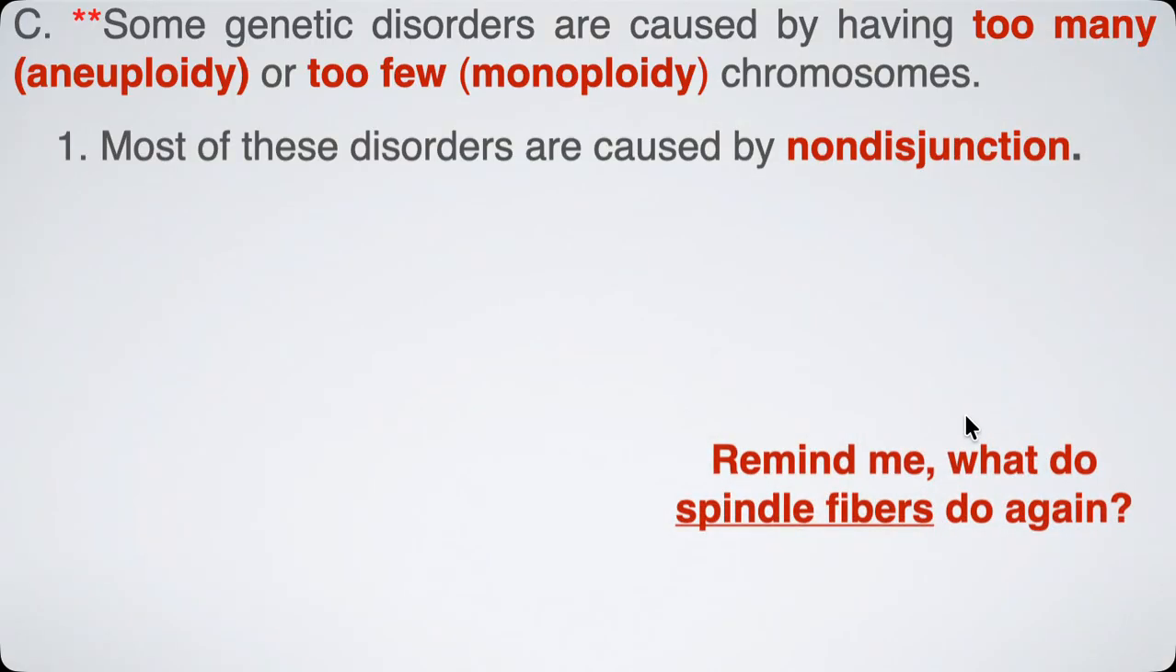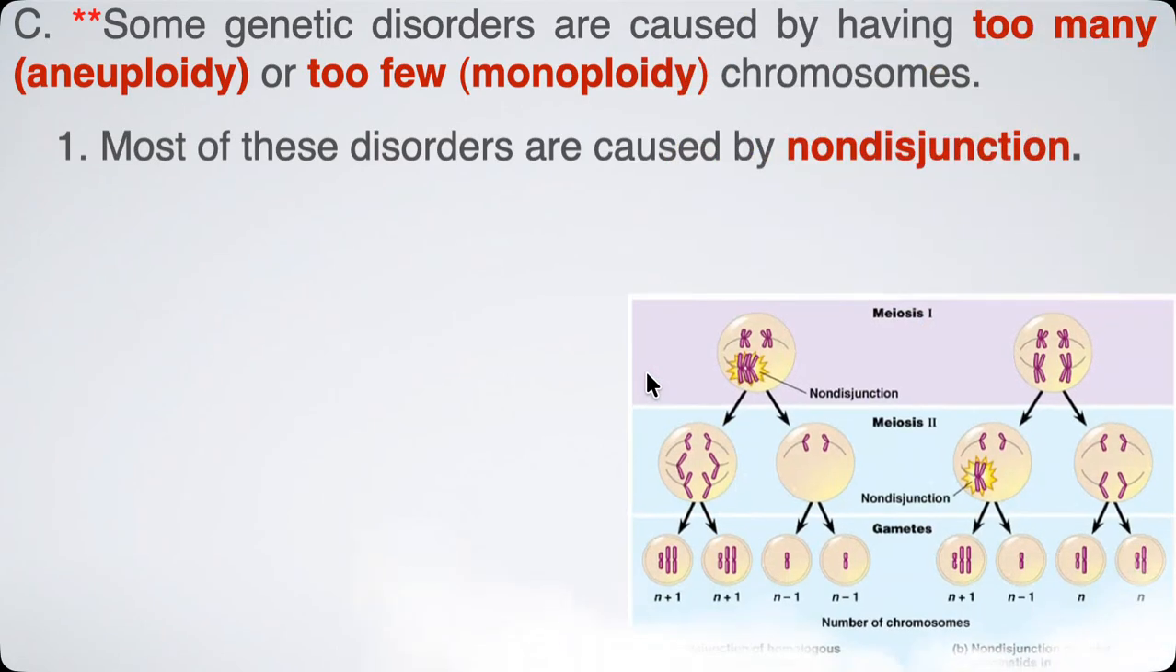Please remind me again, all the way back in Unit 5, we talked about what spindle fibers do. What do spindle fibers actually do? In case you forgot, in mitosis, spindle fibers attach to the centromeres and separate sister chromatids apart, making sure that they're dragged to the opposite side of the cell so that when the cell divides, we have the right number of chromosomes on both sides. That is still true in sperm and egg cells.